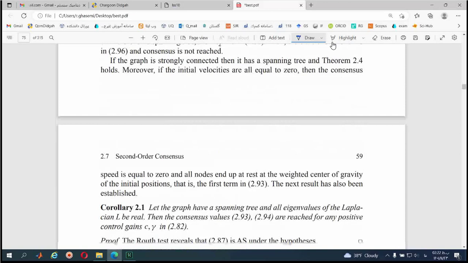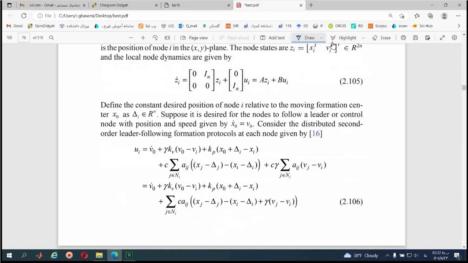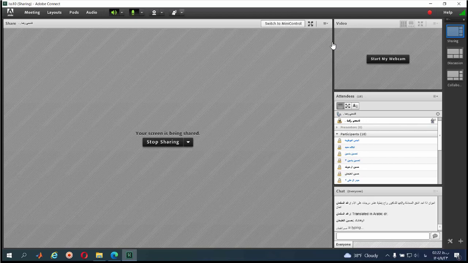And I think that is enough about the consensus system and a little about the formation of the system. I think it's enough for your lesson.